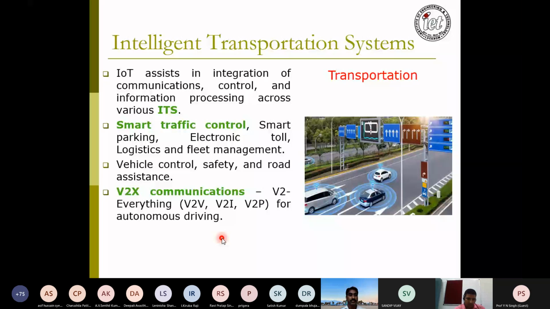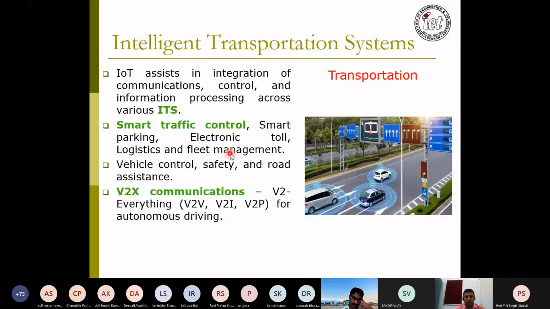IoT assists in the integration of all communication systems that are used to facilitate communication, transportation, their controlling and information processing, across various transport management systems and intelligent transport systems. That means you can coordinate the traffic that is moving among cities, and on a larger scale among states. So smart traffic control, smart parking, electronic toll, logistics and fleet management are the need of the present time.